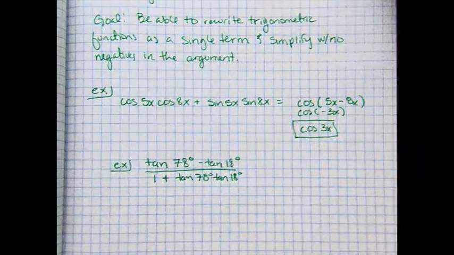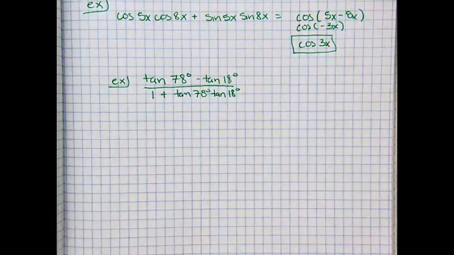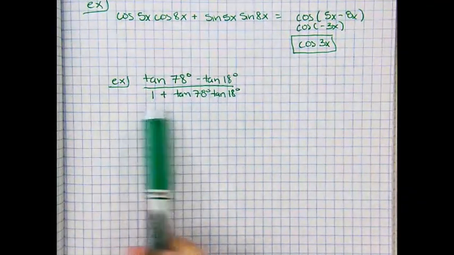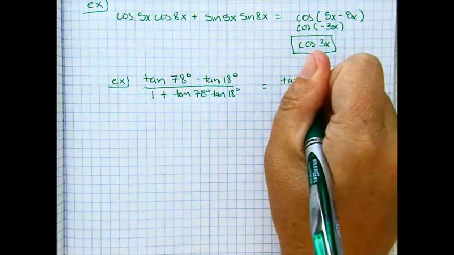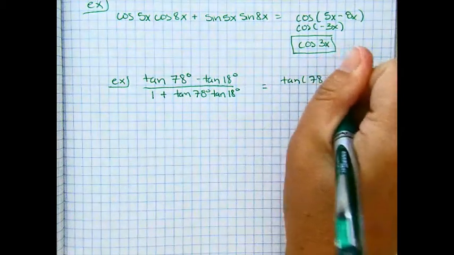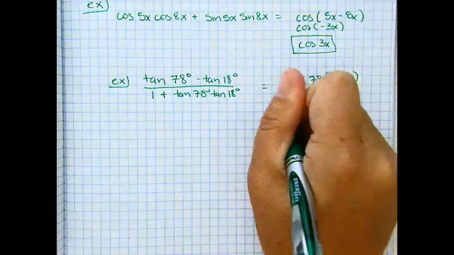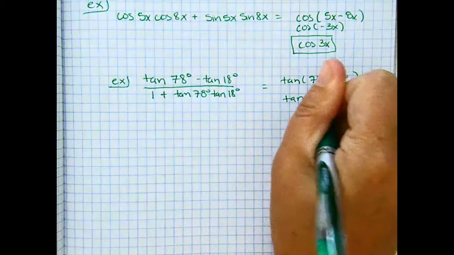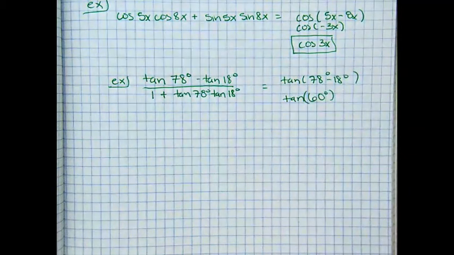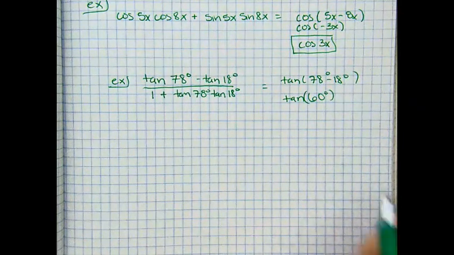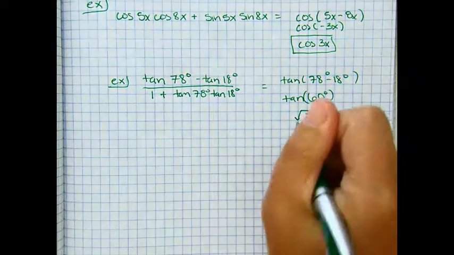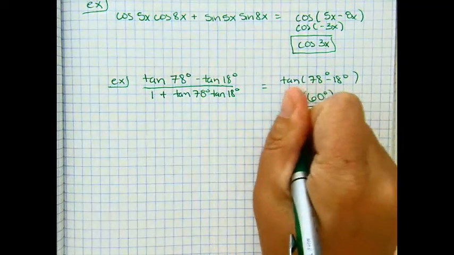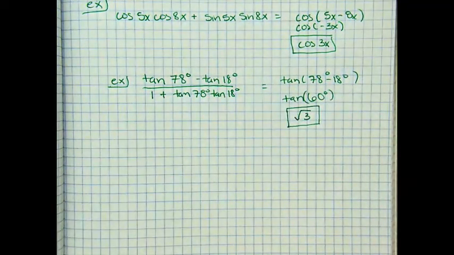And so now what we need to do, this is our tangent one. For tangent, we find out it's a difference. So this just becomes tangent of 78 minus 18, which is tangent of 60 degrees. That is on the unit circle. And tangent of 60 degrees is a square root of 3. And that is what we are doing.